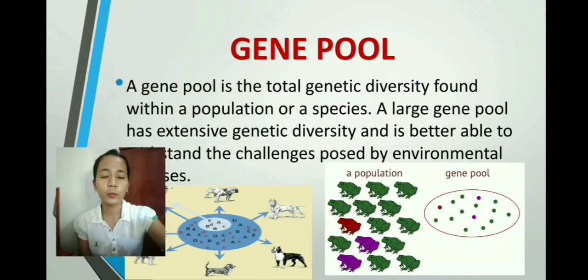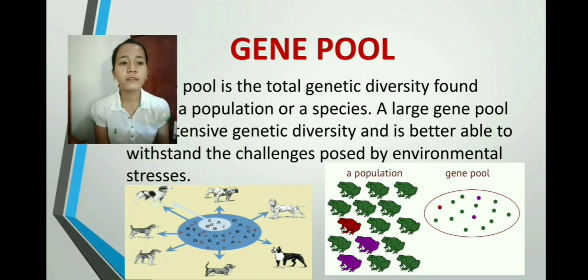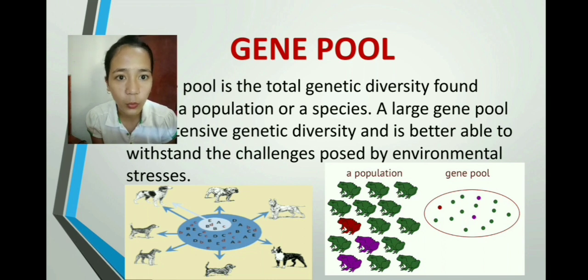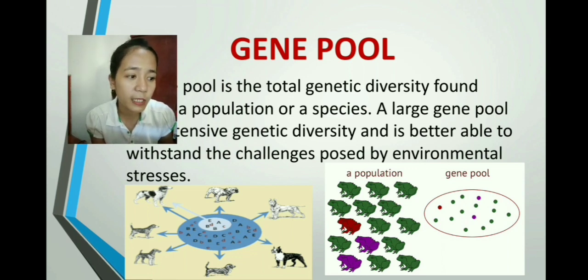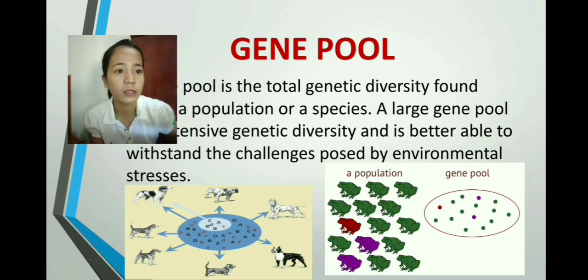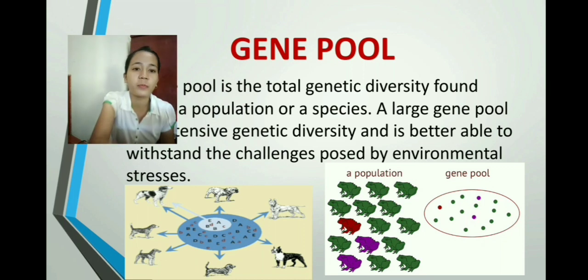So now let's talk about gene pool. As we mentioned earlier about gene pool, a gene pool is the total genetic diversity found within a population or species. A large gene pool has extensive genetic diversity and is better able to withstand challenges posed by environmental stresses, such as the illustration below. First are the kinds of dogs under gene pool. And as well as the frogs, there are different kinds of frogs, green, red, violet. So these gene pools represent the total genetic diversity of a certain population.